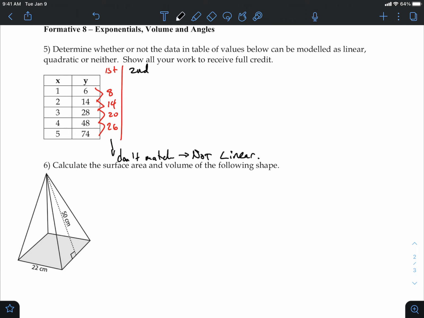So you don't know what it is, so keep going. How do I get from 8 to 14, 14 to 20, 20 to 26? Well, 8 to 14 is 6, 14 to 20 is 6, 20 to 26 is 6. Oh, look at that, that's nice. So then you could say, okay, it's quadratic, because the second differences match.